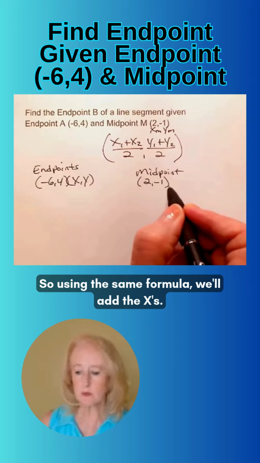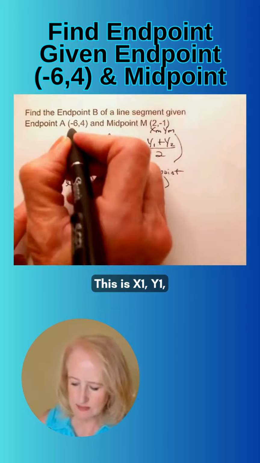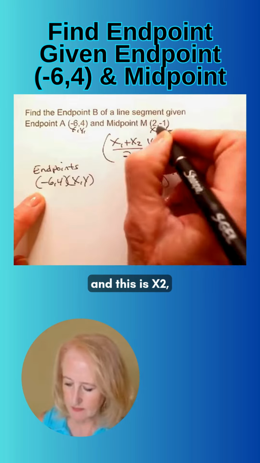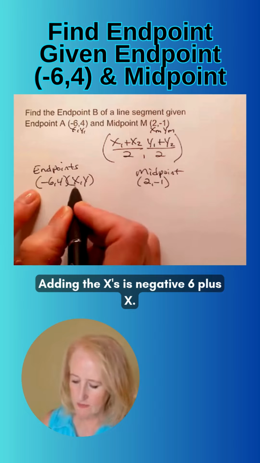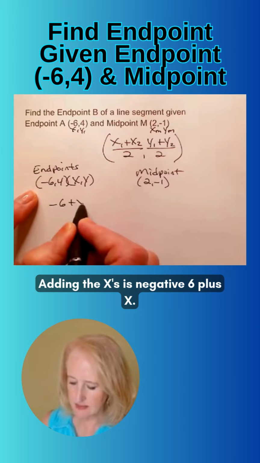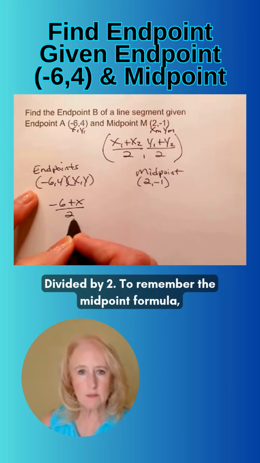So using the same formula, we'll add the x's. This is x1, y1, and this is x2, y2. Adding the x's is -6 plus x divided by 2.